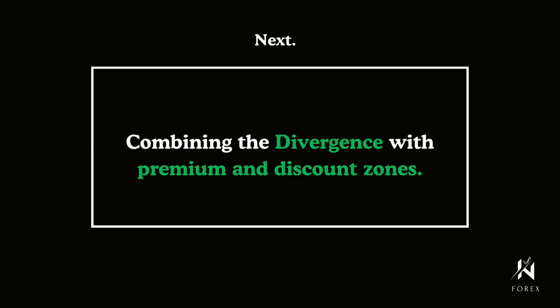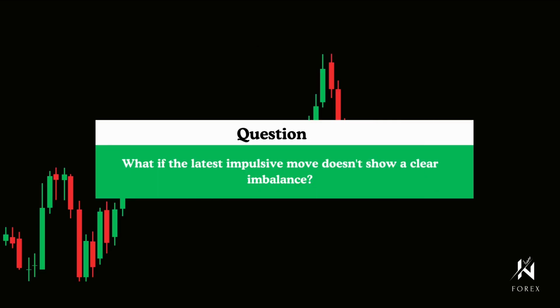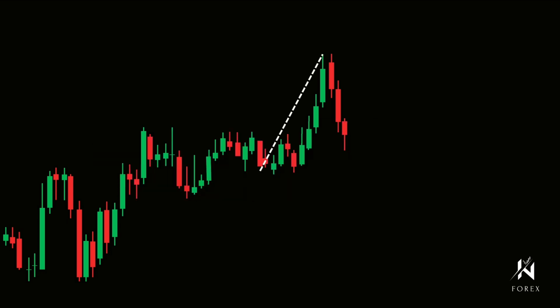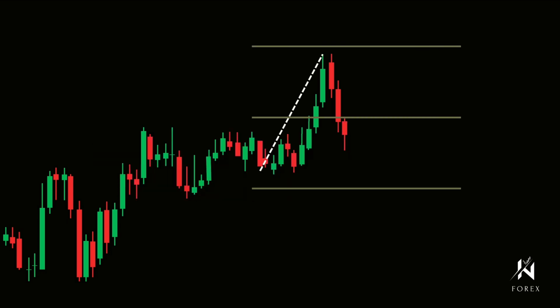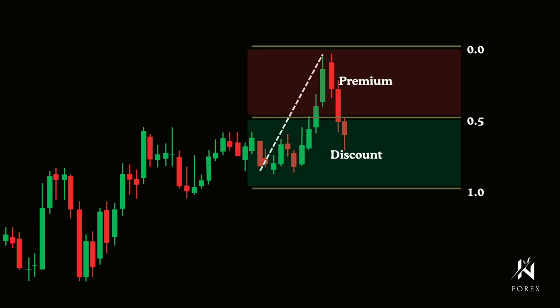Merging the divergence signal with premium and discount zones. What should we do if the most recent impulsive move fails to display an obvious imbalance? In this case, applying the Fibonacci retracement tool can guide us in spotting crucial levels where price may rebound. The area below 50% is seen as the discount zone, while the region above marks the premium.